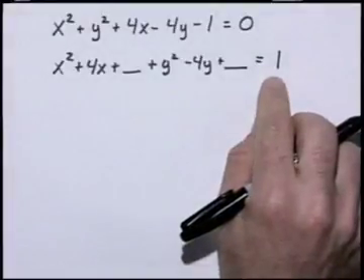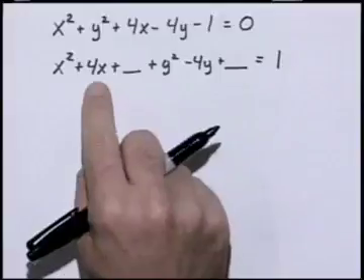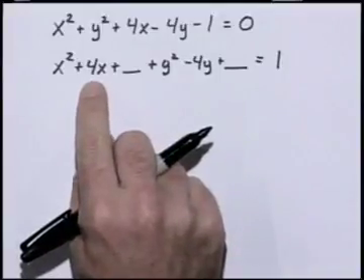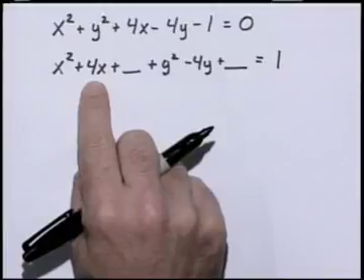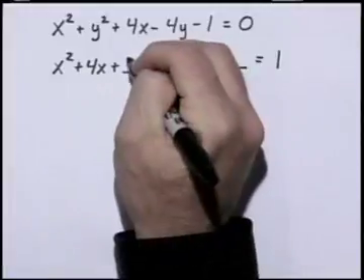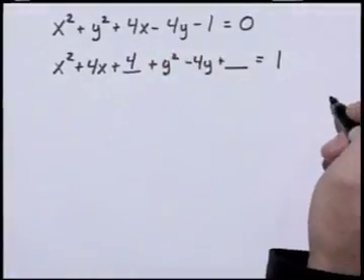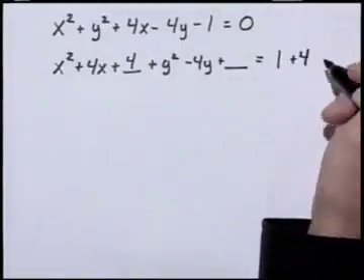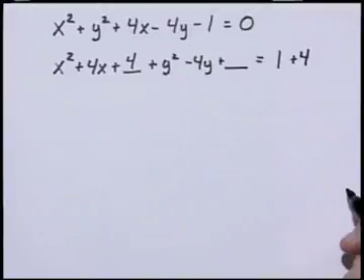Recall, to complete the square, you look at the coefficient of the linear term, which in this problem here is 4, divided by 2. 4 divided by 2 is 2, and then square that result. 2 squared is 4. So we're going to add 4 to the left-hand side of the equation. To keep the equation balanced, I also add 4 to the right-hand side.